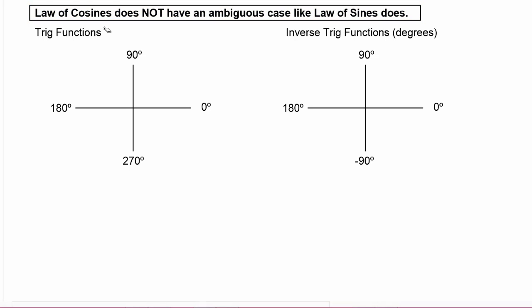To help you understand this, let's review the positive and negative signs of the trig functions by quadrant. We know that cosine theta is going to be positive in quadrant 1 and quadrant 4 and negative in quadrants 2 and 3.